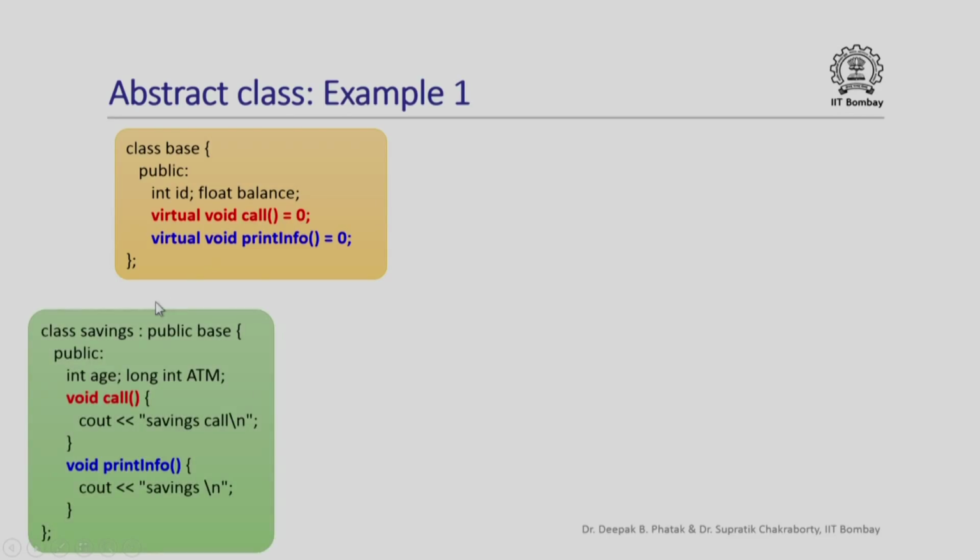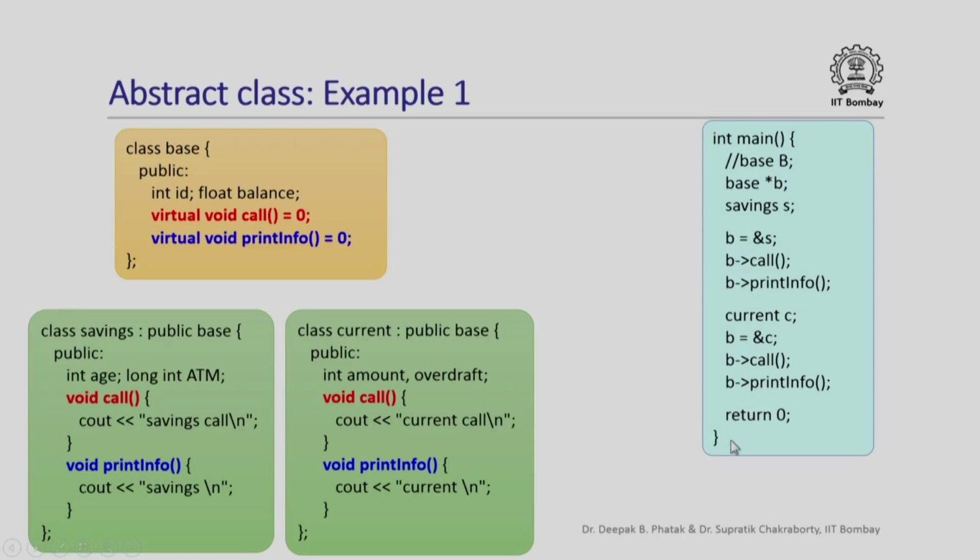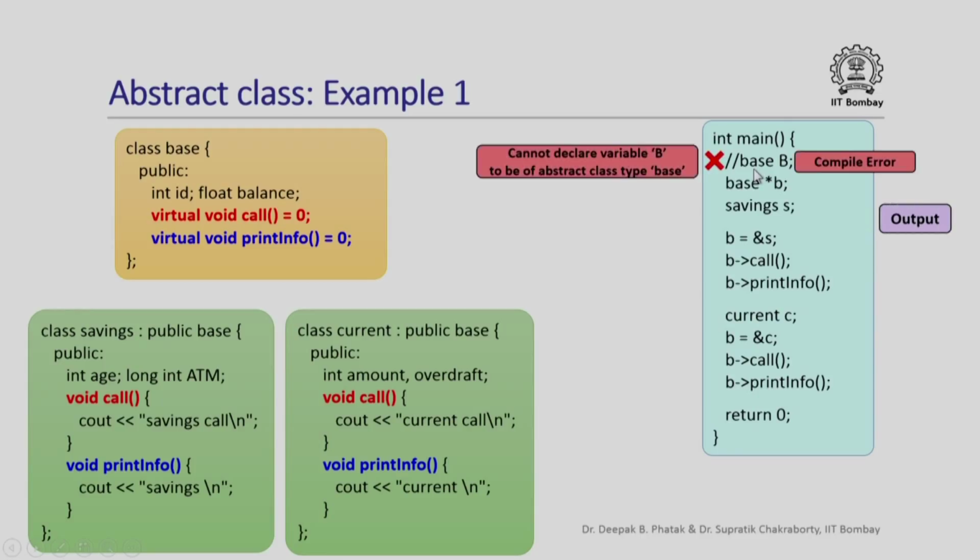Here is the derived savings class, in which note that I have redefined the call and the print info methods. Here is the current class, which is also derived from the base class, and I have redefined the call and the print info methods. Here is a main program in which, if I try to instantiate an object of the base class, I will actually get a compilation error, because this base class is an abstract class. It does not even have a definition of the methods call and print info. These are pure virtual functions over here.